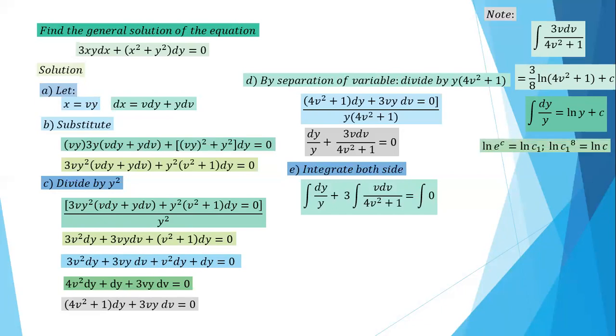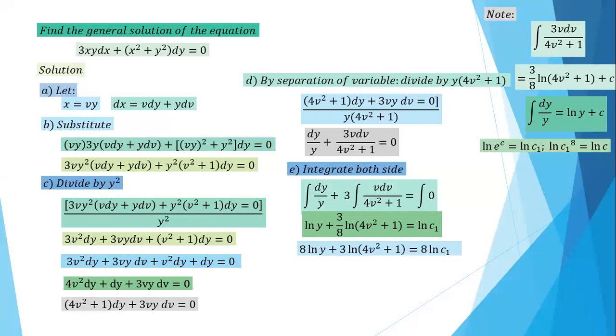So here, we let ln of e to the c equal to ln of c1, and then ln of c1 to the 8 equals ln of c, just to shorten or simplify our solution. So we have now ln of y plus 3/8 ln of 4v squared plus 1 equals ln of c1. So we introduce ln of e, then e to the c is equal to c1. So that's why we have ln of c1.